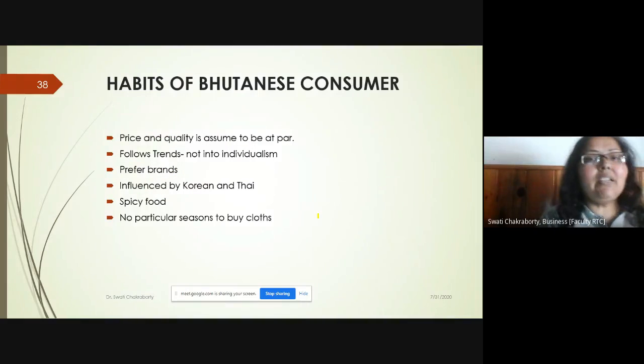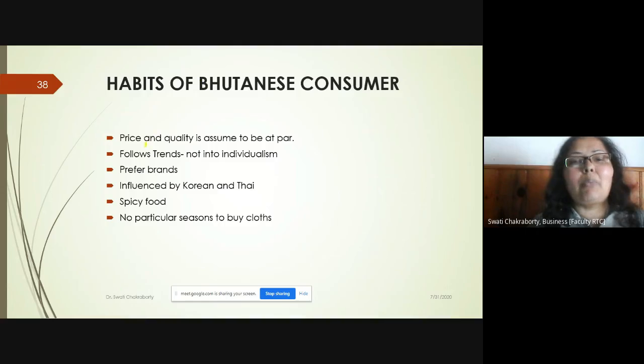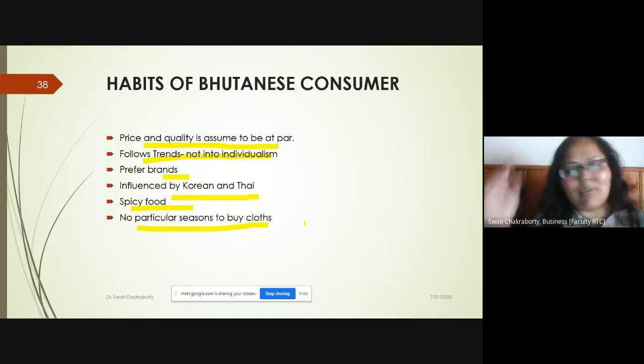So if we think of the habits of a Bhutanese consumer, what happens? Price and quality is assumed to be at par. High price means a good quality, right? And the reverse. Follow trends, not into individualism. What is a trend? Prefer brands. Korean and Thai influence is there. Spicy food they like. There's no particular season to buy clothes. People are buying clothes at any point of the year.